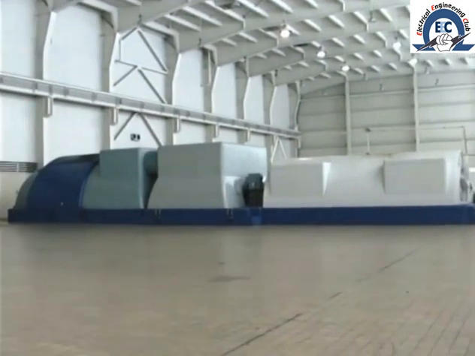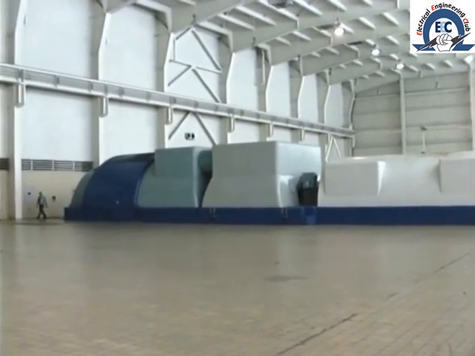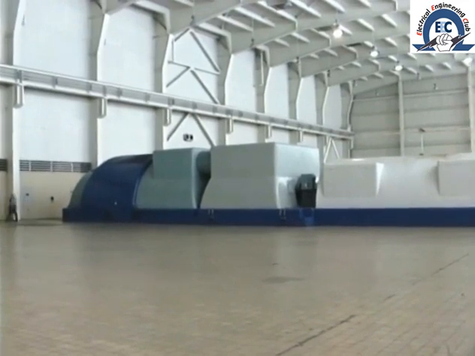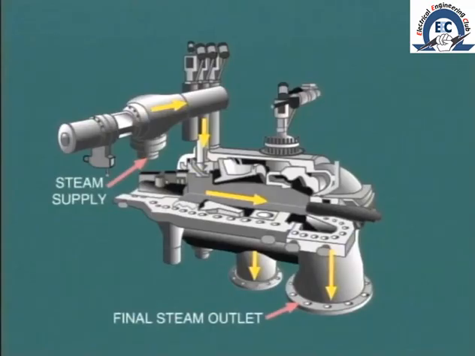Of course, the large reheat units that we have been considering would typically be found in central power stations of large utility companies. More recent installations, particularly in industrial situations, are likely to be smaller units, probably within the range of 60 to 150 megawatts. In order to examine some of the basic construction features, let's take a look at this single-cylinder machine.